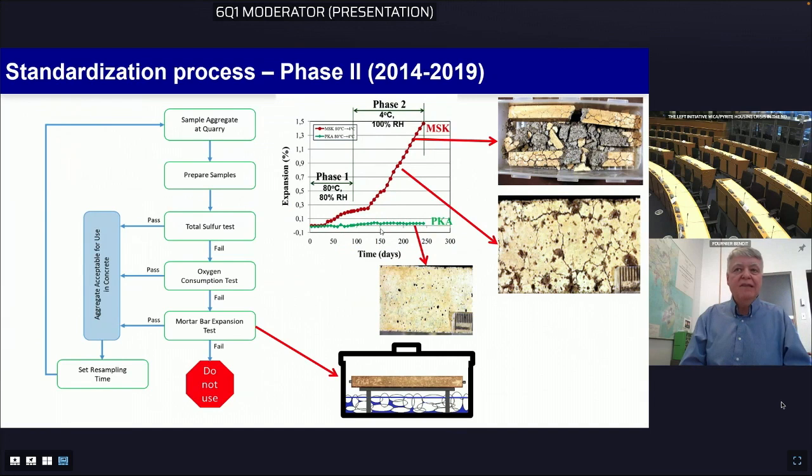The mortar bar test basically is the end part of this testing protocol. It will allow to finally identify which aggregate are going to create destruction, if you like, of the mortar material or the concrete, and a non-reactive material will actually keep the mortar specimen in good condition, as you can see there in the middle part. Next slide, please.